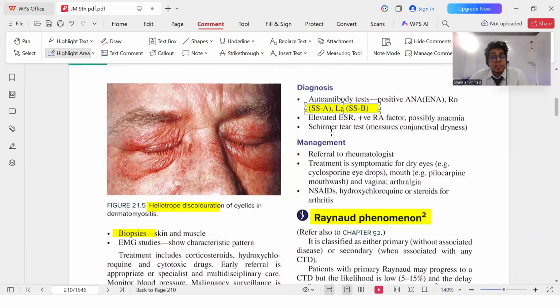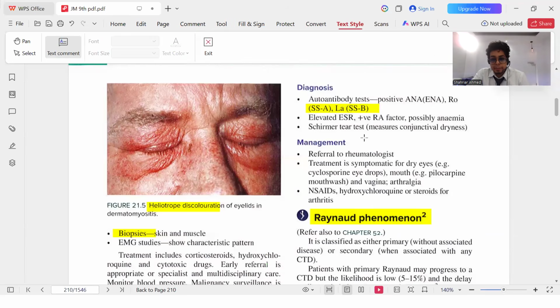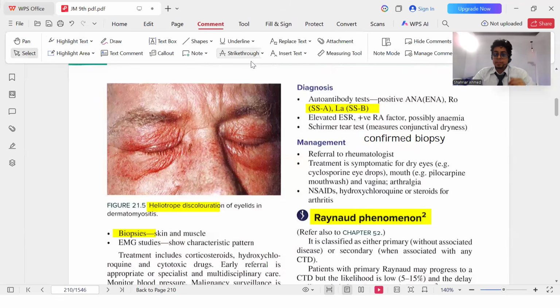Now, which one is the confirmatory test? That is not written here in the book. I will tell you. So the confirmatory test would be confirmed by biopsy, because your salivary gland would be affected. So salivary gland biopsy. The treatment is symptomatic for dry eye, dry mouth, and also for pain, and eventually autoimmune, so steroid. So treatment is mostly symptomatic.